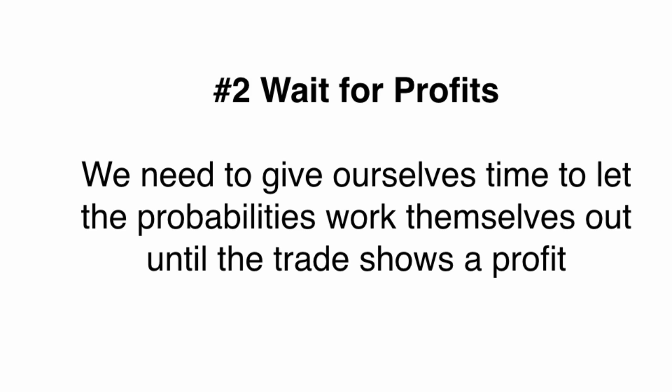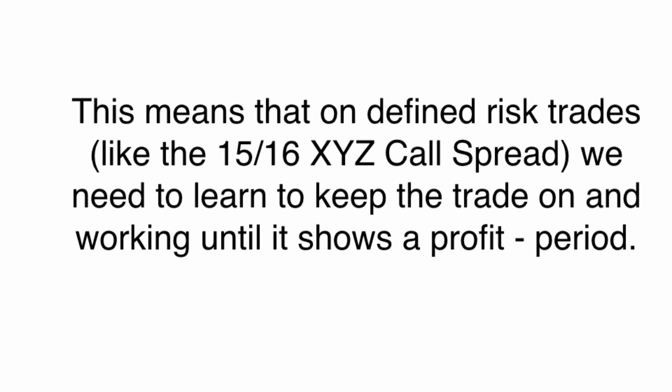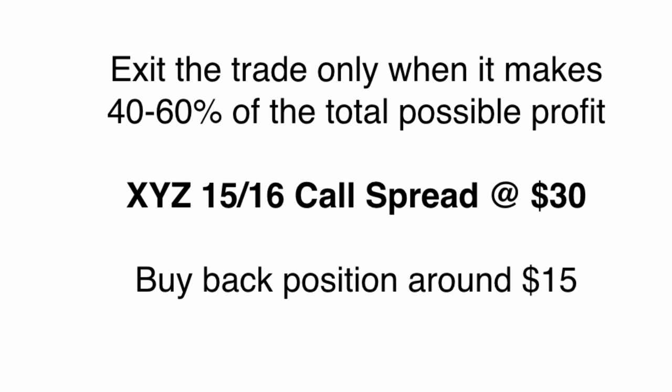So number 2, we've talked about volatility, right? Number 2 is waiting for profits. Now we need to give ourselves enough time to let the probabilities work themselves out until the trade shows a profit. This means that on defined risk spreads, like the 15-16 XYZ call spread, we need to learn to keep the trade on and working until it shows a profit. Period. End of story. So exit the trade only when it makes 40 to 60% of the total possible profit.